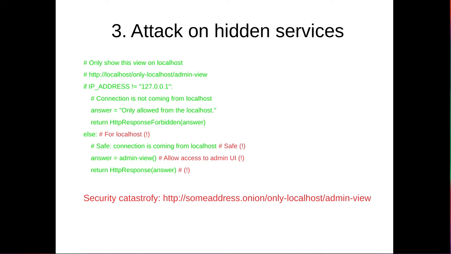But many web frameworks have pieces of code like this that look at, okay, if the source IP is localhost, then everything goes. It's safe to show information about the server. This is a pretty normal case. And it's, of course, a security catastrophe for your privacy and security if you're sharing something like an admin user interface through your Onion address to the whole world.